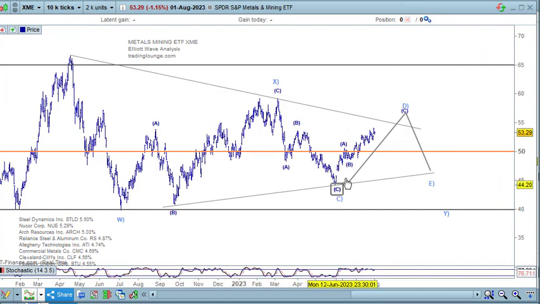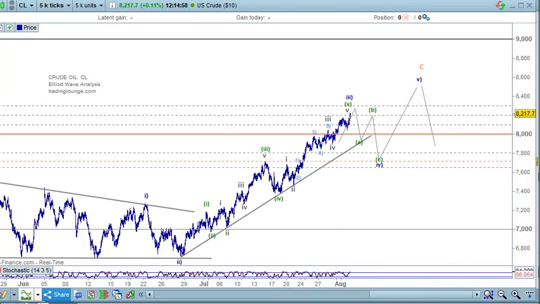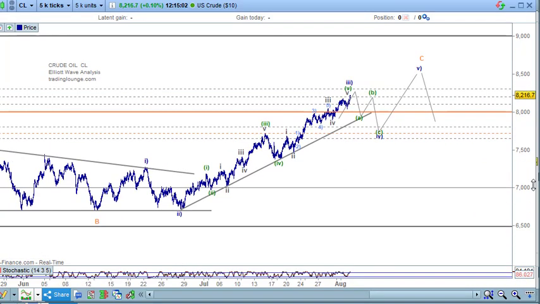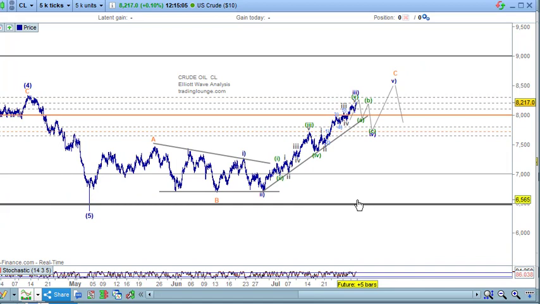So the metals market, a lot of the metals can still push up higher and then roll over. So we'll just see how that plays out a bit. Just shoot the breeze a bit. So over to the energy sector here. So we're pretty much on track here.